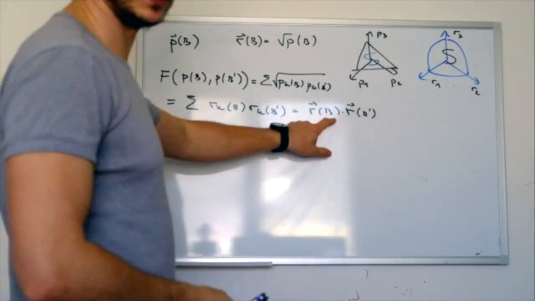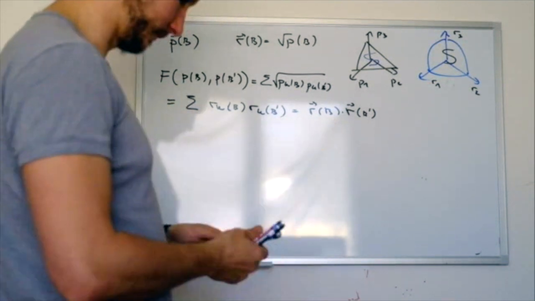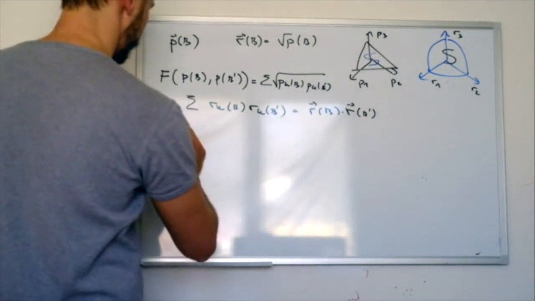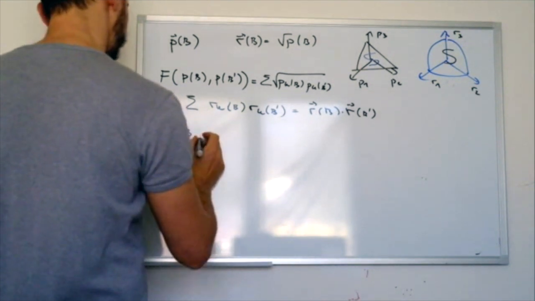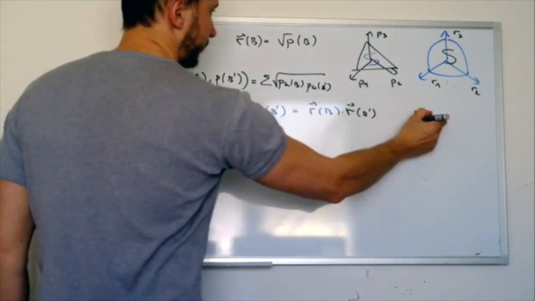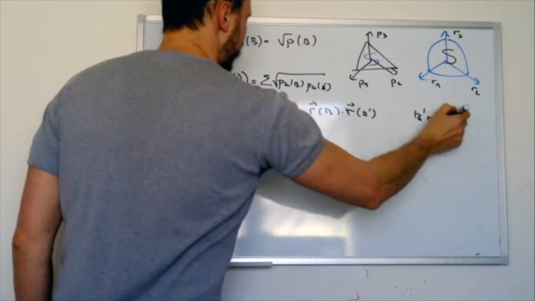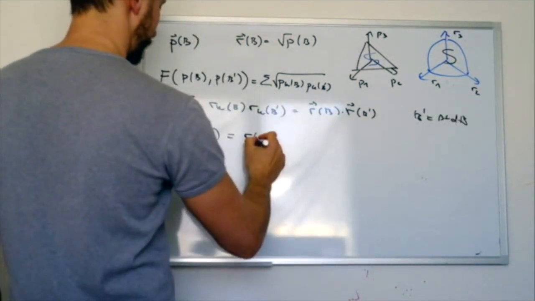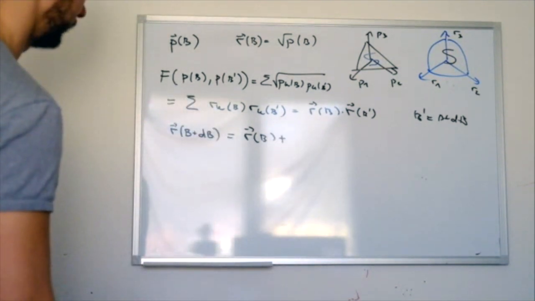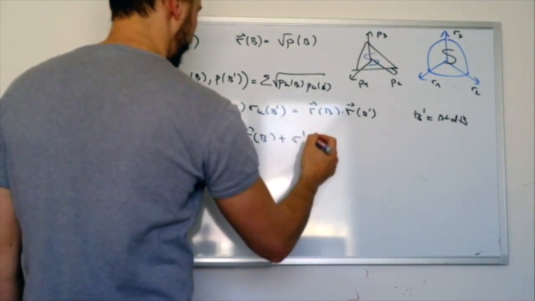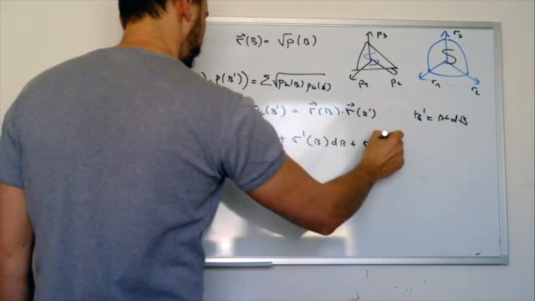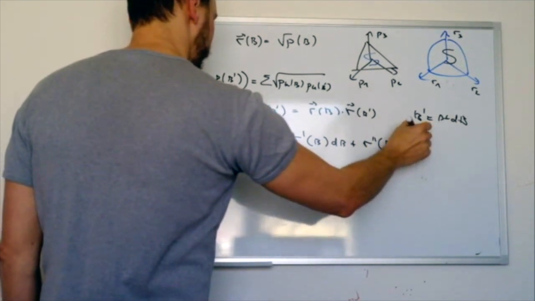So take this, expand it to first order in dB. Nothing very crazy. So R of B prime is actually R of B plus dB. We want to expand it. So B prime is equal to B plus a small deviation. So basically, this is just R of B plus R prime of B dB plus R double prime of B dB squared over 2.